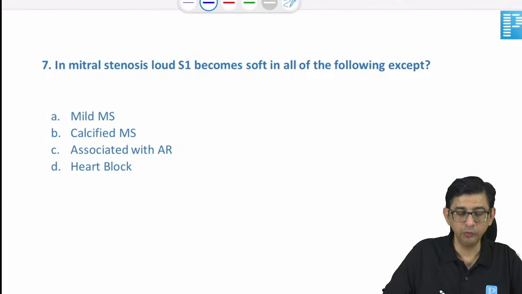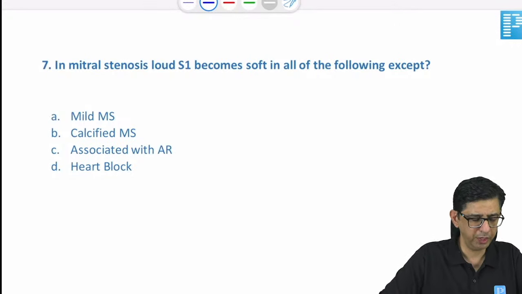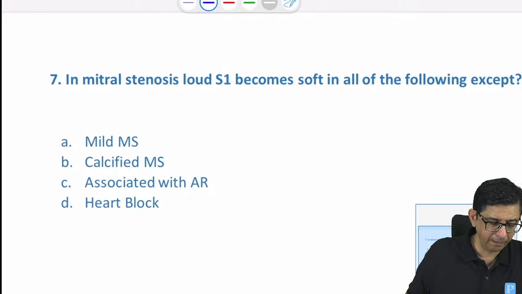Sixth is sorted. Let's move on to the seventh one. This one says, in a patient with mitral stenosis, loud S1 becomes soft in all of the following except... a repeat one, and I think you would be able to get this one right.